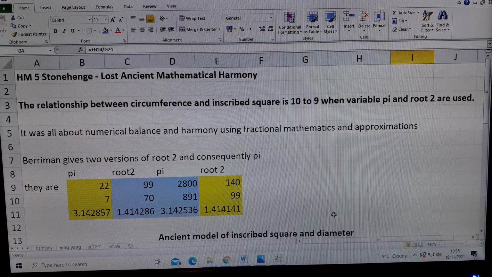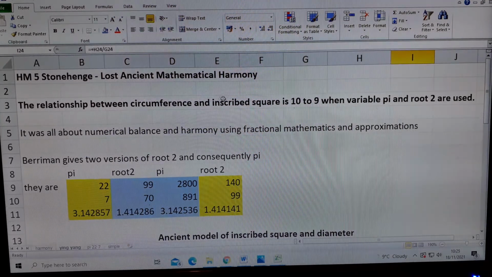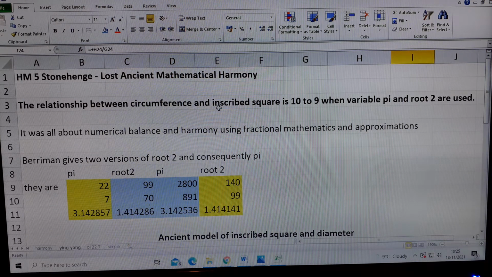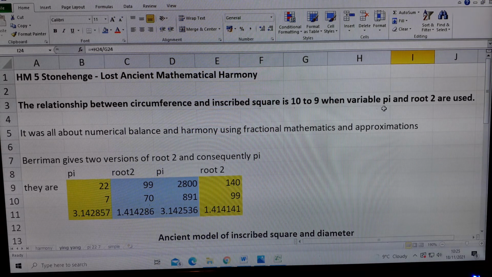Because this relationship, where the circumference is 10 when the perimeter of the inscribed square is 9, when variable pi and root 2 are used, is not what Berryman tells us. He says when the inscribed square is 9, the perimeter of the circle is 10, when pi is 22/7.